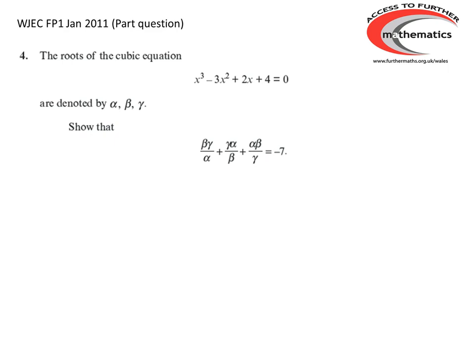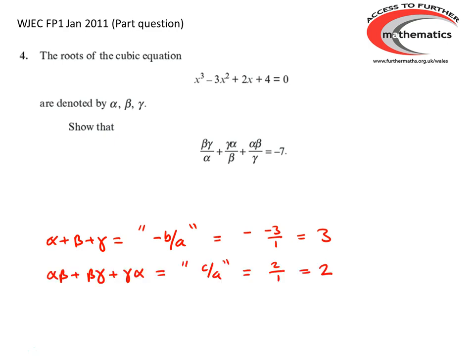It's a cubic equation. So we know that alpha plus beta plus gamma will be minus b over a. b is the x squared coefficient, which is minus 3. a is the x cubed coefficient, which is 1. So minus b over a is minus 3 over 1, which just gives me 3.